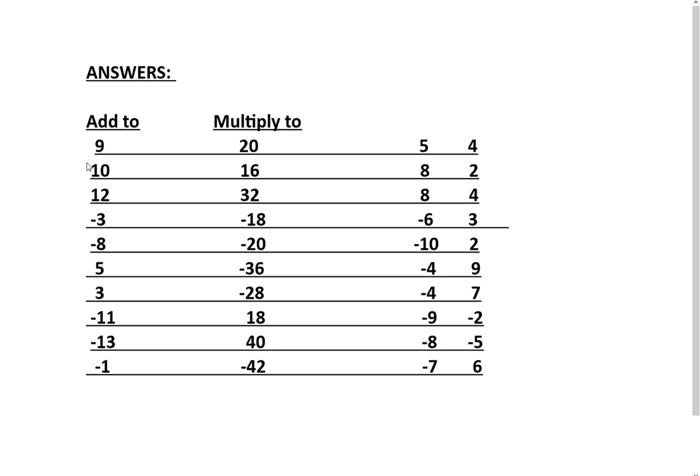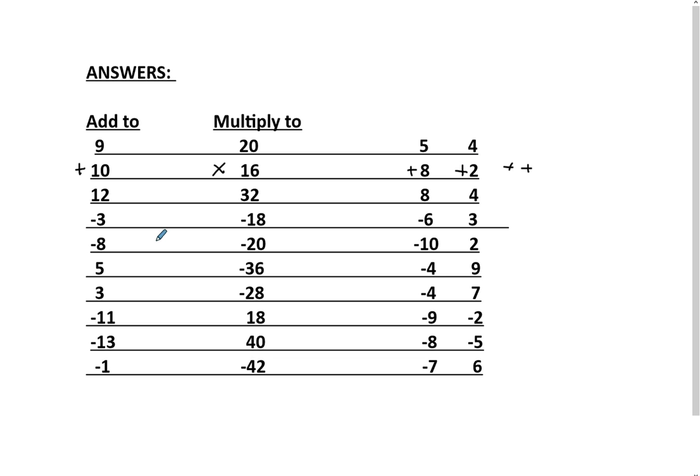If you have two numbers that add to give positive 10 and multiply to give positive 16, then you know both numbers will be positive. So you're looking for two factors of 16 that add to give 10. So you've got plus 8 and plus 2.